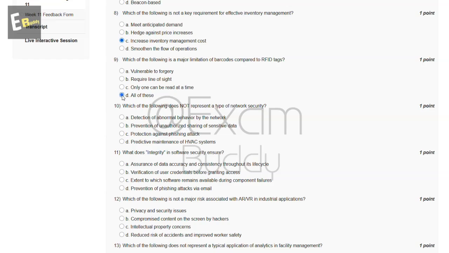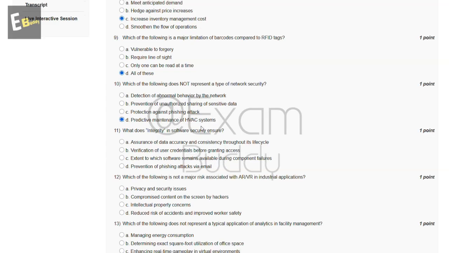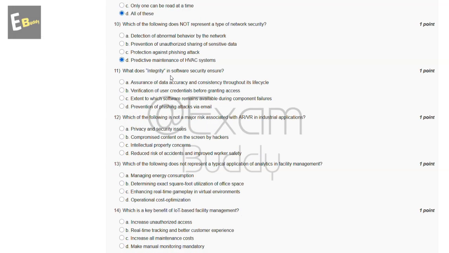All of these. Now the tenth question is, which of the following does not represent a type of network security? So these are the options and the answer of our tenth question is D. Predictive maintenance of HVAC systems. Now the 11th question is, what does integrity in software security ensure? So these are the options and the answer of our 11th question is A.